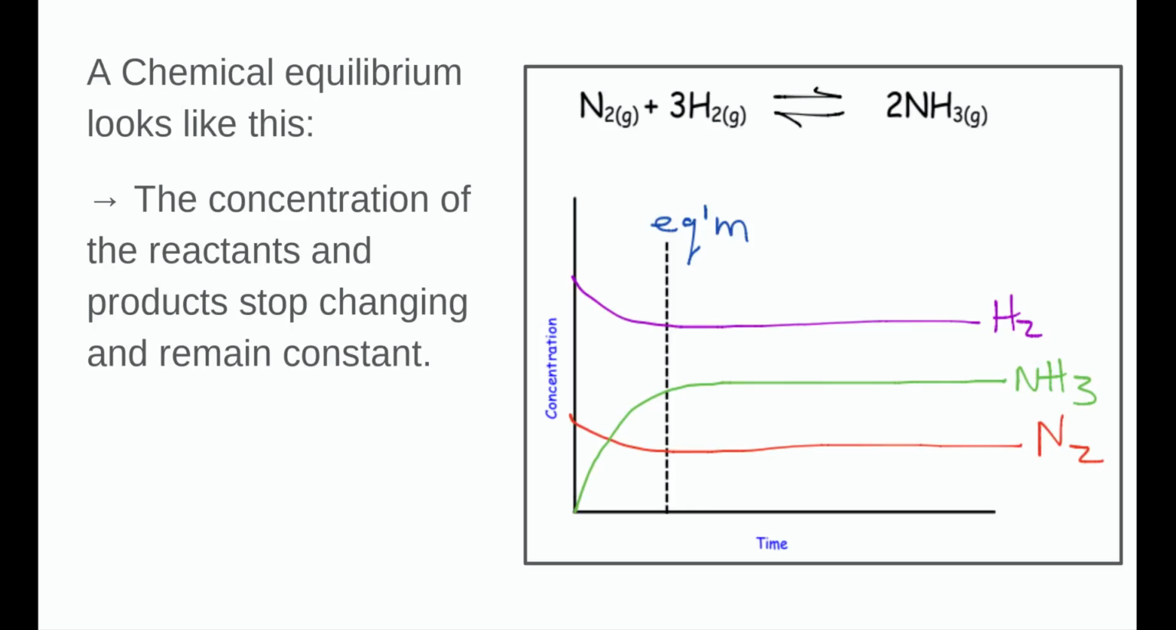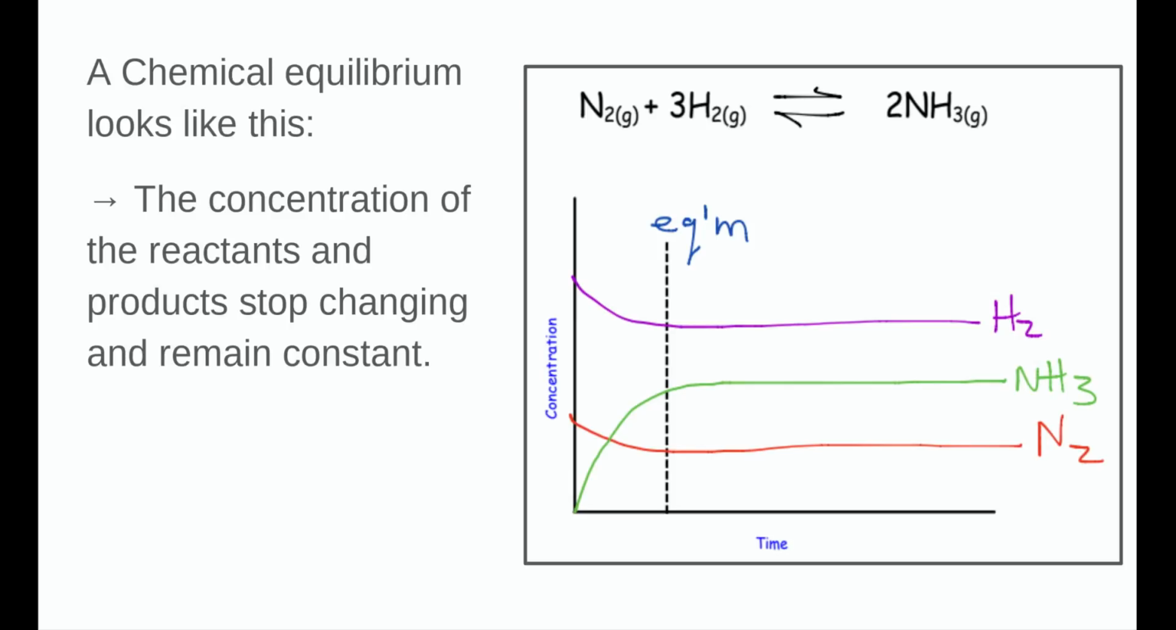And then NH3 does the opposite. It starts at 0 and it grows. The concentration gets bigger as the forward reaction is happening. And eventually, at equilibrium, same idea. It stays constant.